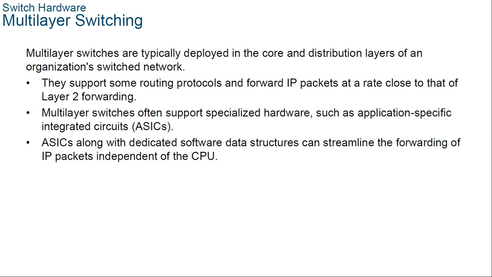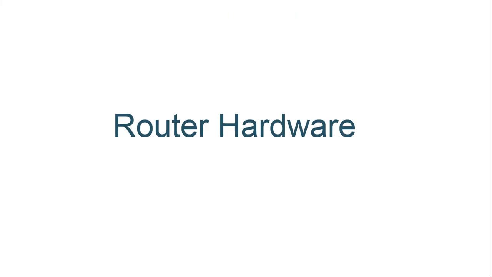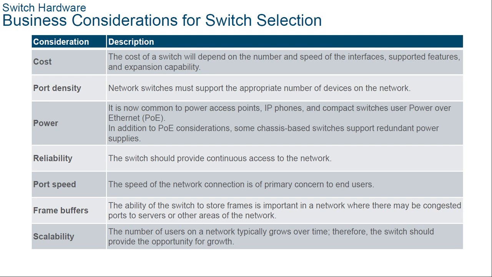A multi-layer switch often supports specialized hardware, such as application-specific integrated circuits, in Cisco, ASICs, and others. Normally, depending on your network design, if you don't require a separate router, you can combine it together with the L2 switch. Multi-layer switching, depending on your requirement.